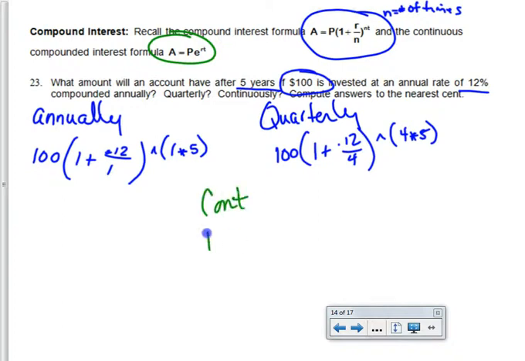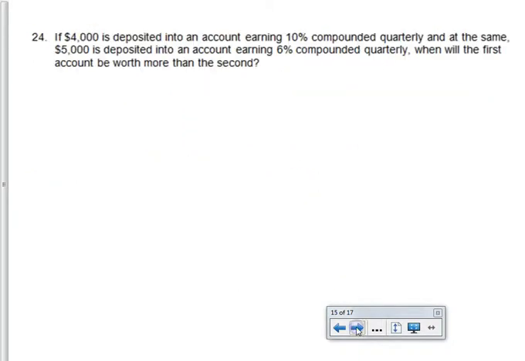So PERT is $100 times e, the button e on your calculator, and then up in the exponent, 12% times 5 years. So whatever values these come out to on your calculator, good job.